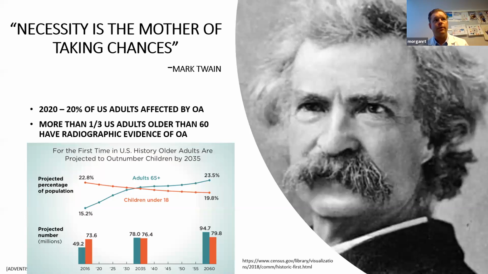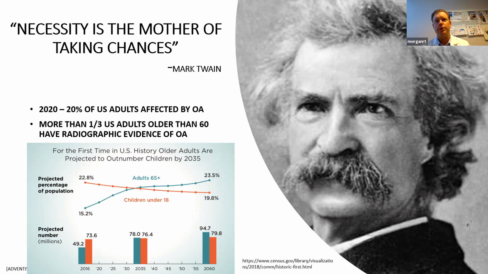So we know that about 20% of US adults are affected by arthritis. More than a third of adults over 60 have evidence of arthritis. So it's a natural process of the aging, the maturation process: the knee cartilage wears out over time. And so we're seeing for the first time in US history that older adults are projected to outnumber children. So we know that this problem is only going to get more and more prevalent, and there's going to be more and more need to treat this condition.